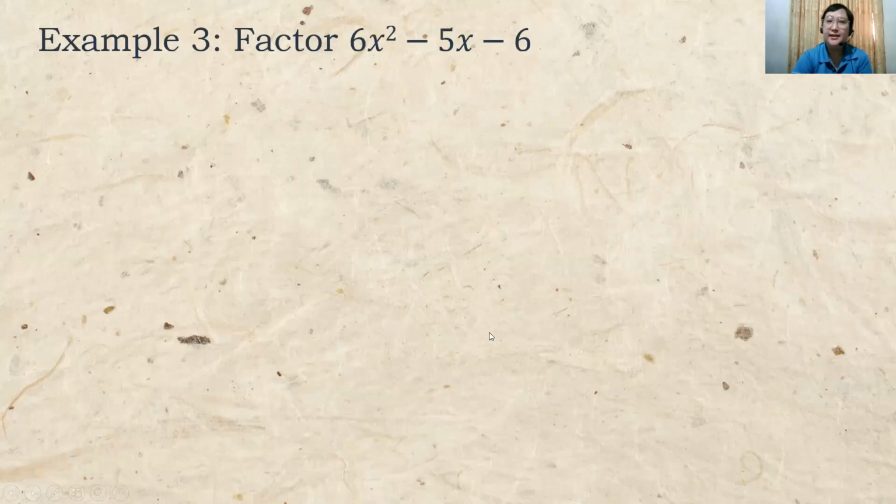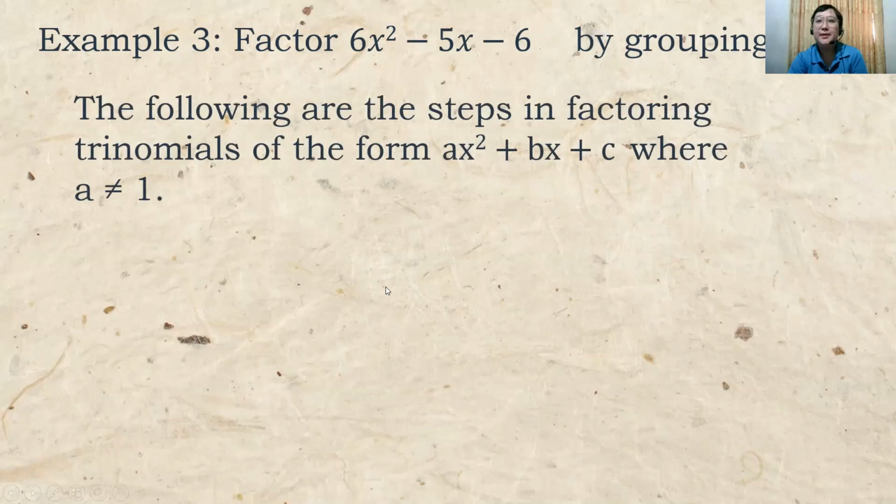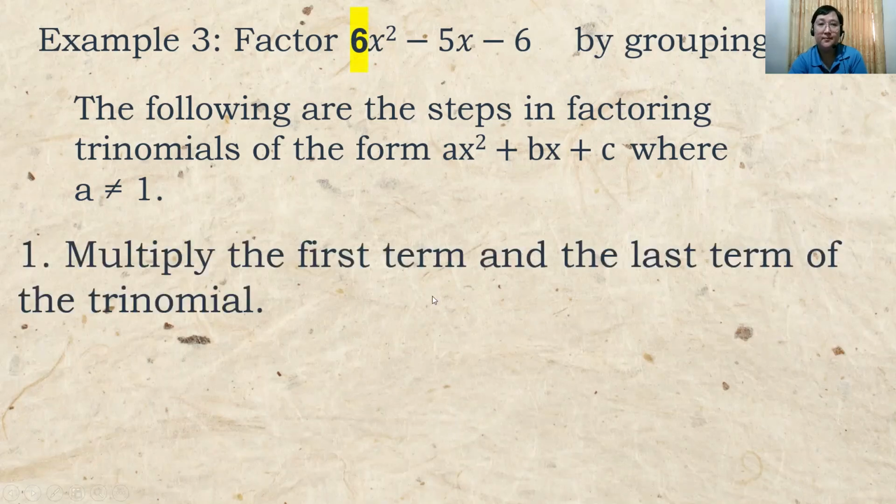Okay, for our next example, we have factor 6x squared minus 5x minus 6. And we will do that by grouping. The following are the steps in factoring trinomials of the form ax squared plus bx plus c, where a is not equal to 1. So our previous examples are a equal to 1. Now, in this example, we have a is not equal to 1 because we have the numerical coefficient 6.